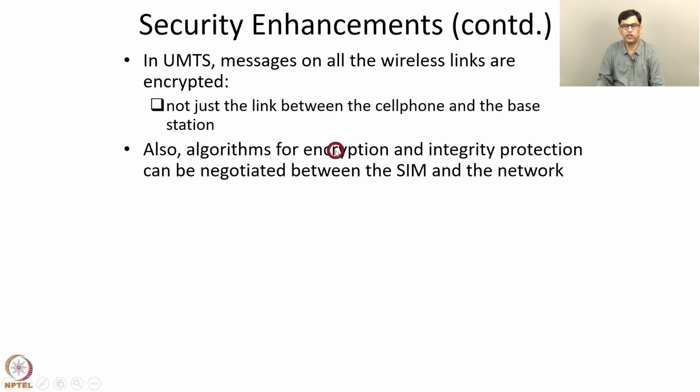Also, algorithms for encryption and integrity protection can be negotiated between the SIM and the network. So if weaknesses are found in one particular encryption algorithm or integrity protection algorithm, then those algorithms can be replaced with other algorithms which are stronger than the weak algorithms.